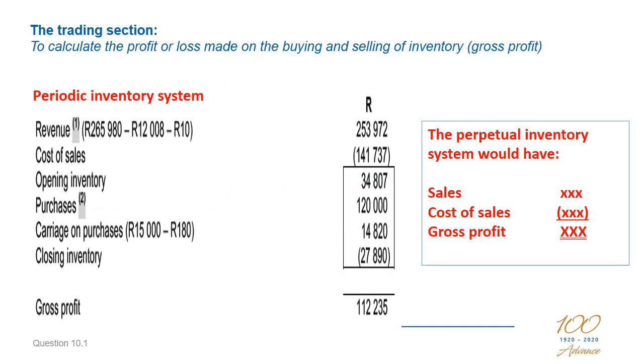We know that the statement of profit or loss and other comprehensive income consists of two sections. The first section is, of course, the trading section. Here we will calculate the profit or the loss that we have made on our trading activities. In other words, we are going to calculate the gross profit. Note that the revenue is basically our sales, and this represents the net sales, which is sales less sales returns. Also with regards to the purchases, we refer there to the net purchases, which is of course purchases less purchases returns. In this specific question, they deal with a periodic inventory system.